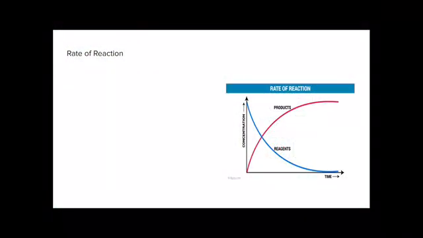There are two types of reaction rates: average rate of reaction and instantaneous rate of reaction. Average rate of reaction is the change in reactants or products over a given time period, the slope between two points. An instantaneous rate of reaction is the rate of reaction at a particular point in time.